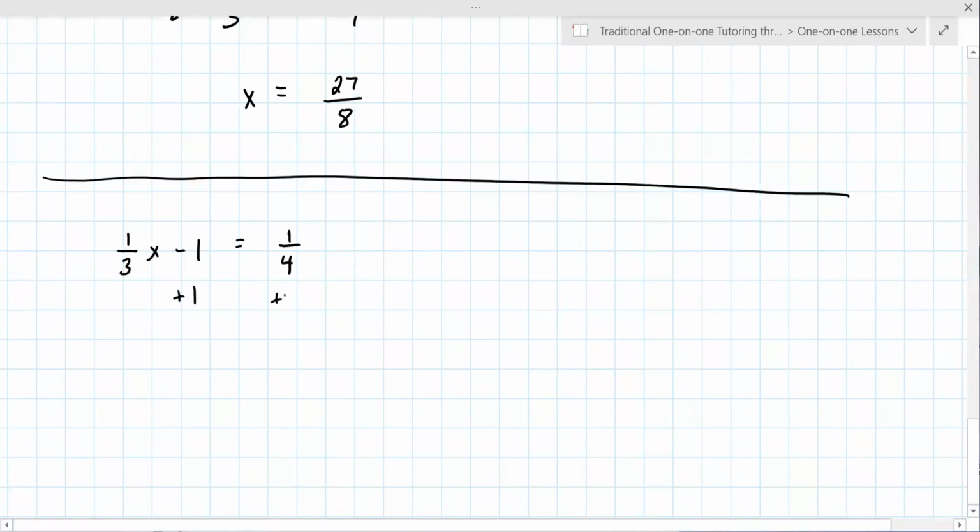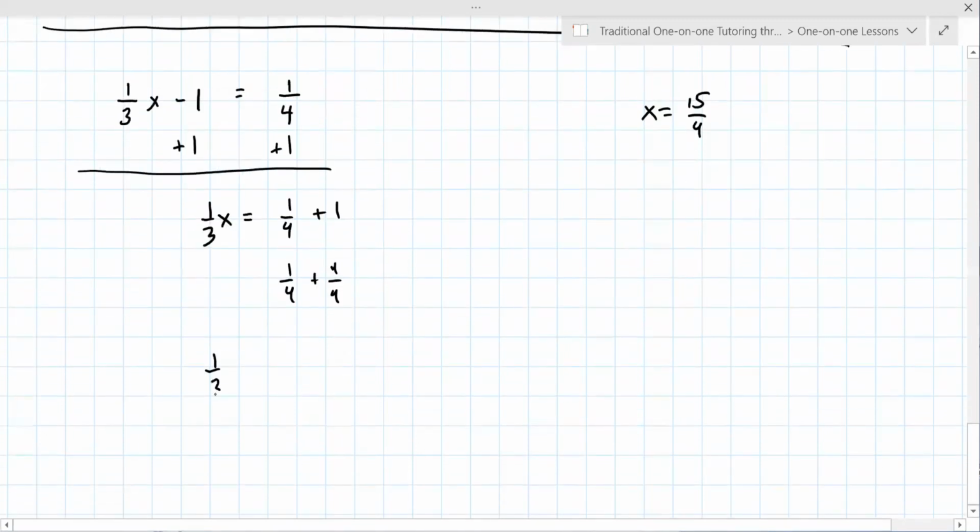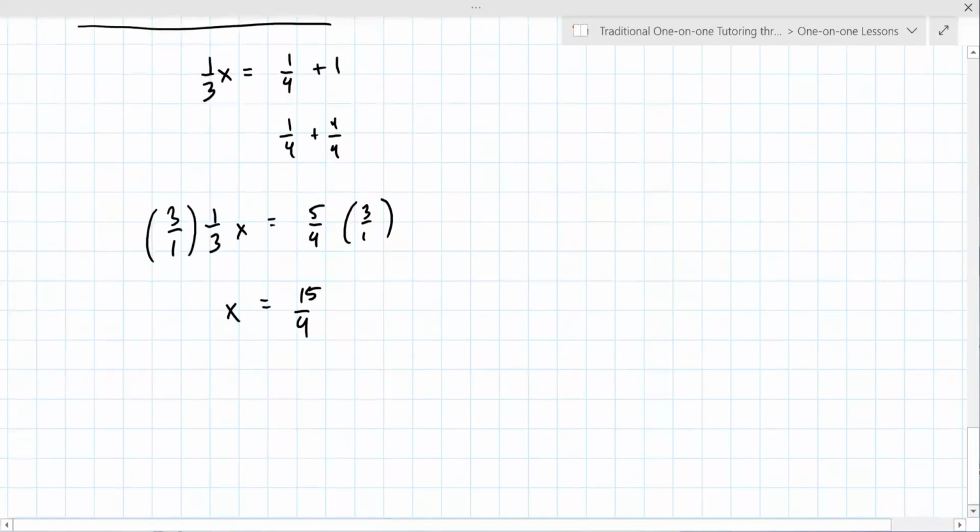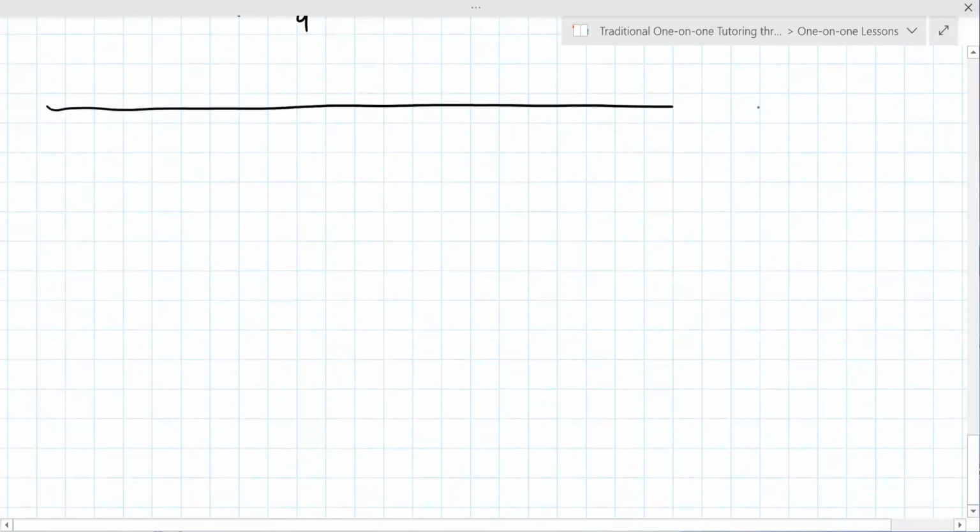So would the final answer be x equals 15/4? Let me show the work here just in case you want to look at this later. So this ends up being 1/4 plus 1. So that's 1/4 plus 4/4. That's 5/4. So we have 1/3 x equals 5/4. Just multiply by 3/1. And like you said, x is 15/4.